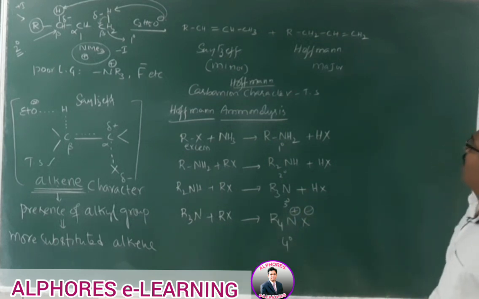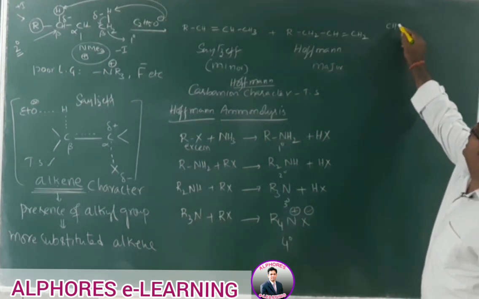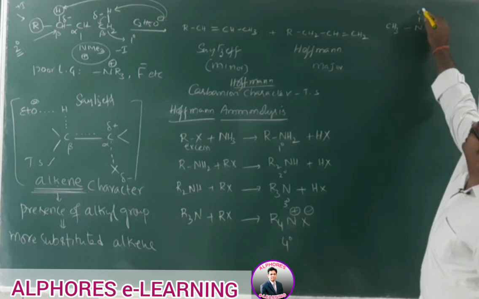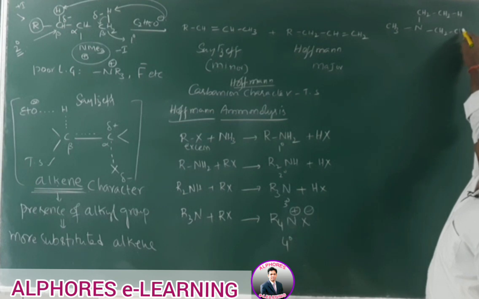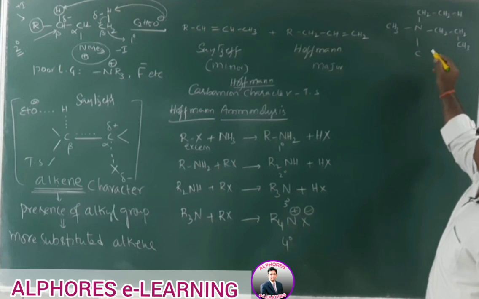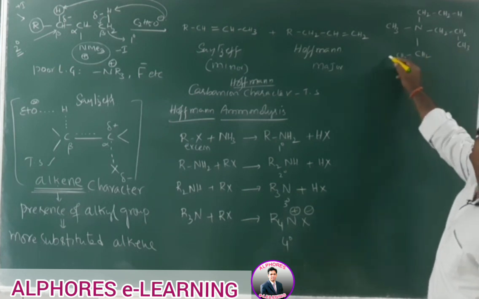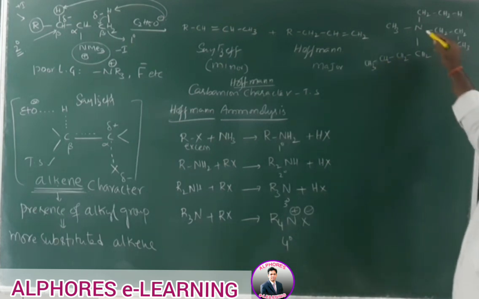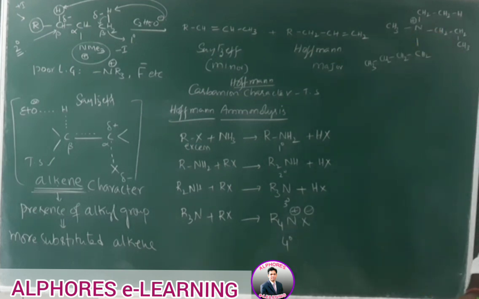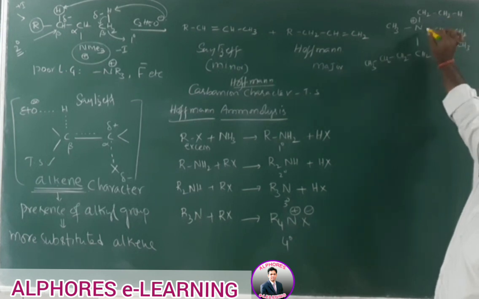After getting quaternary ammonium salts, suppose nitrogen is attached to one methyl, one ethyl CH2CH3, another one propyl CH2CH2CH3, and another one butyl CH2CH2CH2CH3. In such a case, nitrogen bears a positive charge. With respect to this nitrogen, which acts as the leaving group, of course it is a poor leaving group.